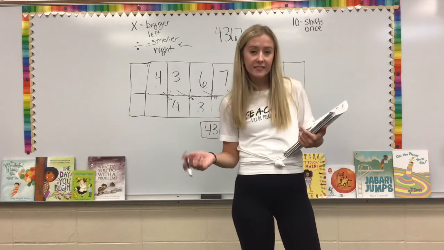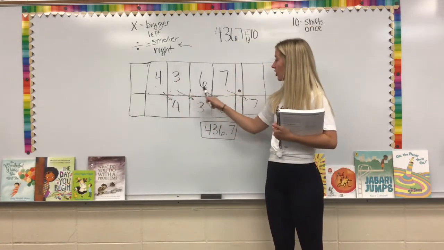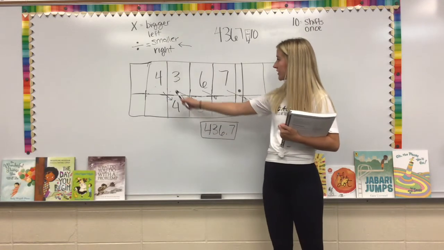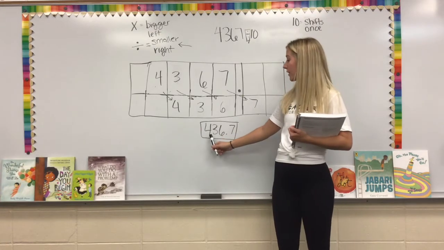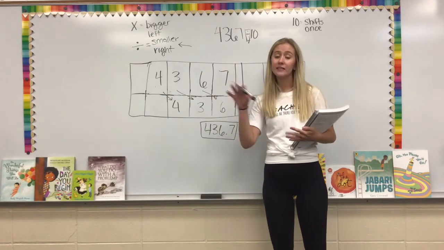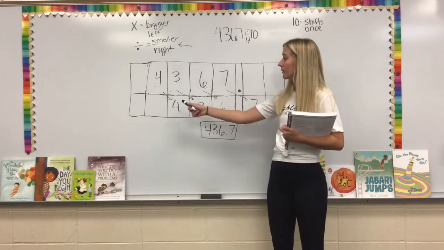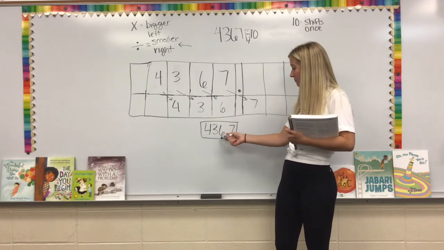An important thing to take away from these problems is that all of my digits are the same. See how I have the same numbers? I have a 4, 3, 6, 7, and down here in my answer, I also have a 4, 3, 6, 7. That's an important lesson to take away from these problems, that while our numbers have shifted in their placement, they are still the same digits.